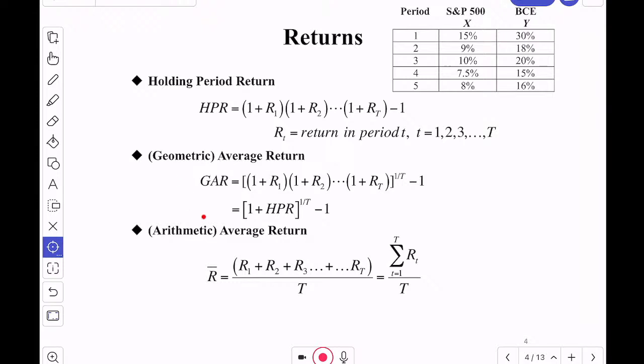And what's this? Well, over that time period, the highest was 30% and the lowest was 15%. But let's say I want to know what I got on average each year. Well, you can get the holding period return and then divide by T. Is that the correct way? Well, no. We learned that that occurs in the exponent.